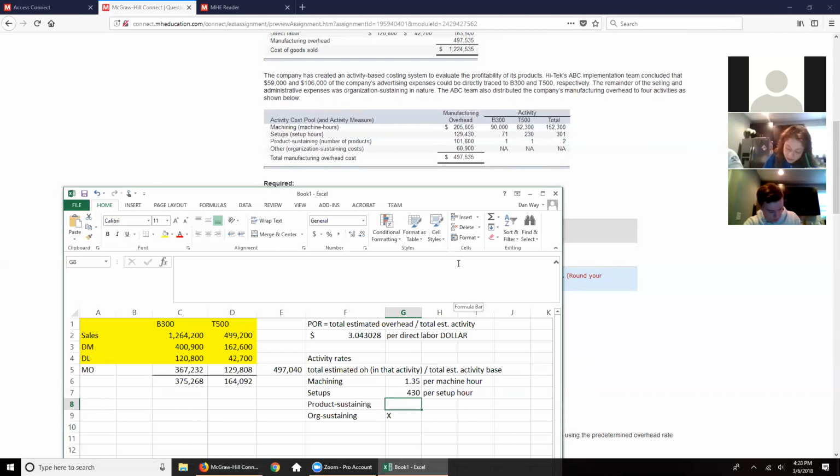And then product sustaining, this one's fairly straightforward. Crunch the number quick. 101,600 in product sustaining costs, whatever those are. And we just had these two products. So 50,800 for each product.